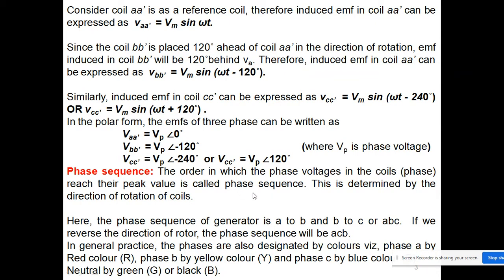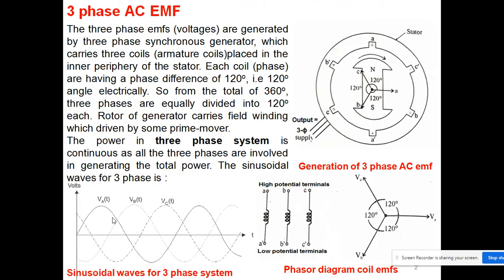The phase sequence, what is the meaning of the phase sequence? You can also see from this the maximum amplitude achieved by the respective phases. First coil's induced EMF comes first, then second, then third. So our sequence is here A, B, and C. So that is representing here.